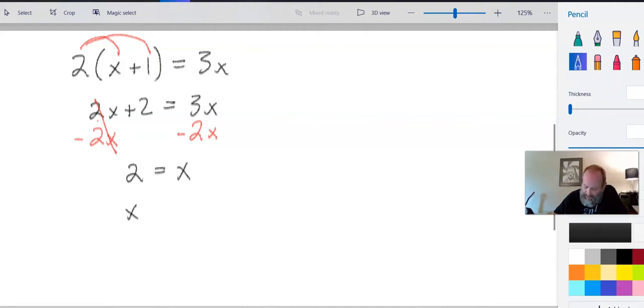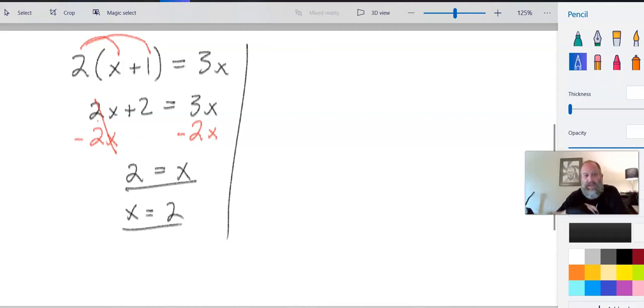Oh, I guess I said the answer. I was just picking a number out of the air. So either one of these answers is the correct way to write it. Okay? Now, let's look at what happens if you decide to move the x to the left-hand side.